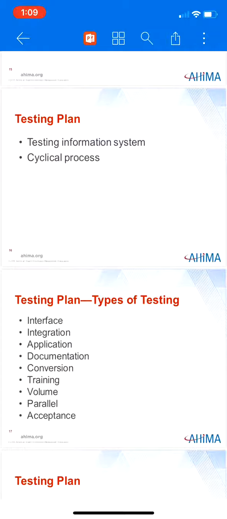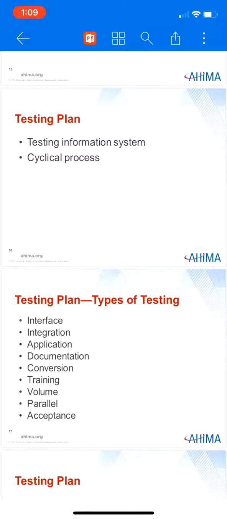There are 9 total covered in this work. We have interface testing, which ensures that the interfaces function properly. We have integration testing, which ensures that all hardware, including computers, printers, and scanners, work together as they should. Then we have application testing. This ensures that every function of the new information system works. It also ensures that the information system meets the functional requirements and other required specifications in the request for proposal or contract. Then we have documentation testing.